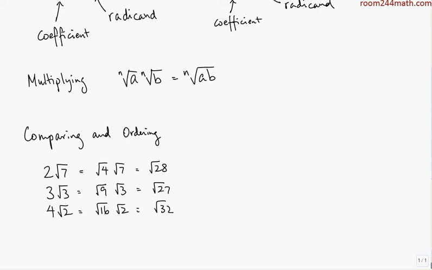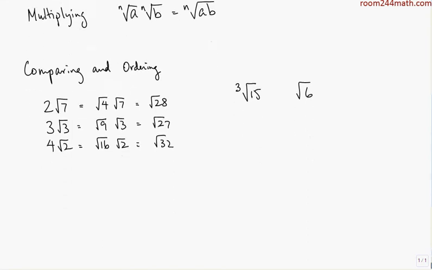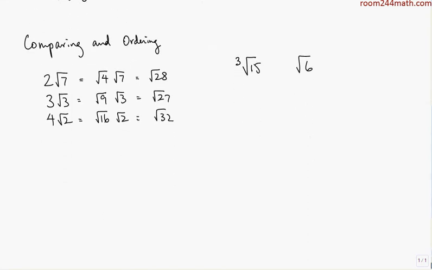What if the indices are different? So what if you have 3 root 15 and you want to compare that to root 6? When the indices are different, there's really nothing you can do here except reach for the calculator and figure out the decimal approximations of these and try to figure out which one's bigger based on the decimal approximation. There's really no shortcut.